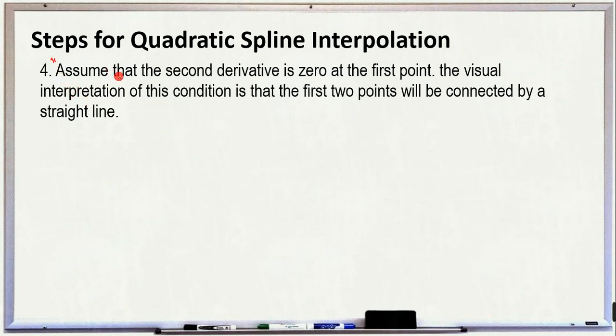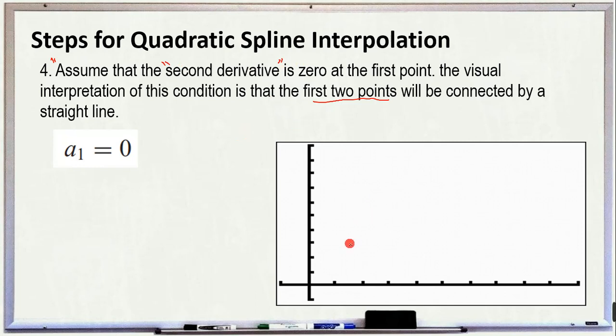So assume na lang daw that the second derivative is 0 at the first point. So the visual interpretation of this condition is that the first 2 points will be connected by a straight line. So giprove po na siya sa second derivative. Okay? So mo ato ang given nga mga data points. So kani siya gi-assume na lang nga linear, then mibawog na siya sa second, then ibawog na po siya for the third one. This is 1, 2, and 3.